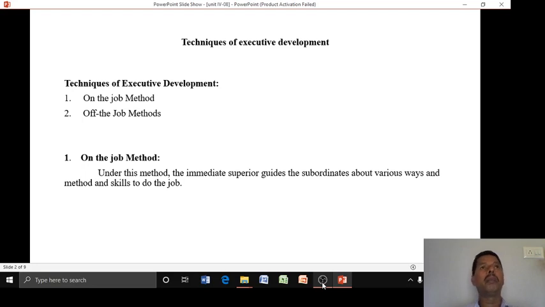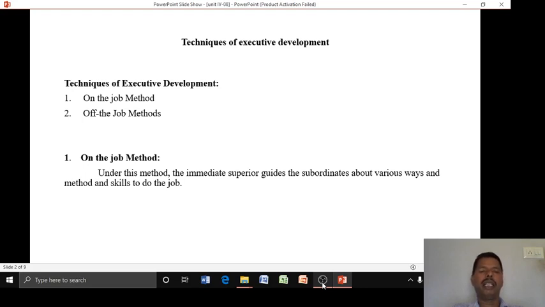In the previous sessions, I told you the techniques of training. Here we are calling it executive development, quite different from training programs, right? Techniques of executive development include on-the-job methods, whenever executives are on the job, like on-the-job training. Next, the second one is off-the-job methods, based on field and other practical demos.